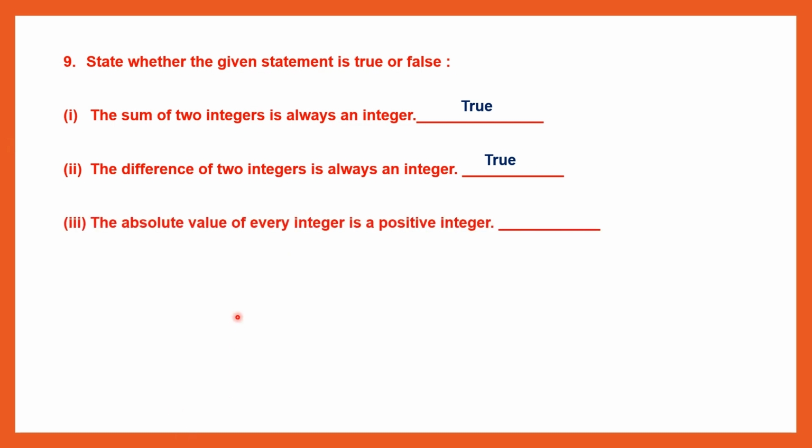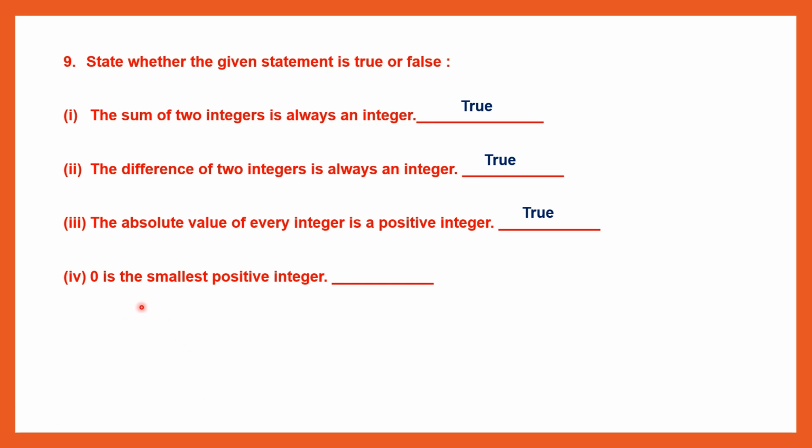Third one, the absolute value of every integer is a positive integer. So how do we write the absolute value? Suppose I have 2 as an example. When we put these two bars by the side of it, we call it the absolute value. The absolute value of 2 will be 2. Now if I have negative 2 inside this, the absolute value of negative 2 will also be 2. So whatever the sign is, the answer is going to be positive. So this statement which says the absolute value of every integer is a positive integer, yes, it is a positive integer. So this statement is also true.